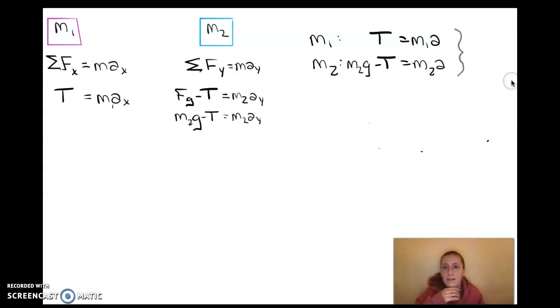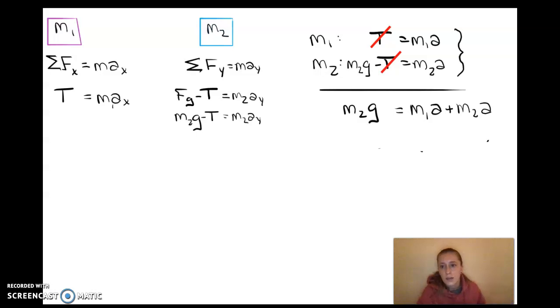And the cool thing about this system is that you can combine them together and add these equations together. And when you do that, tension will cancel out, and you are left with m2g is equal to mass 1 times the acceleration plus m2 times the acceleration. So how did we get this? We recognize that these two expressions characterize the same system, and we can add them together to derive this new expression.